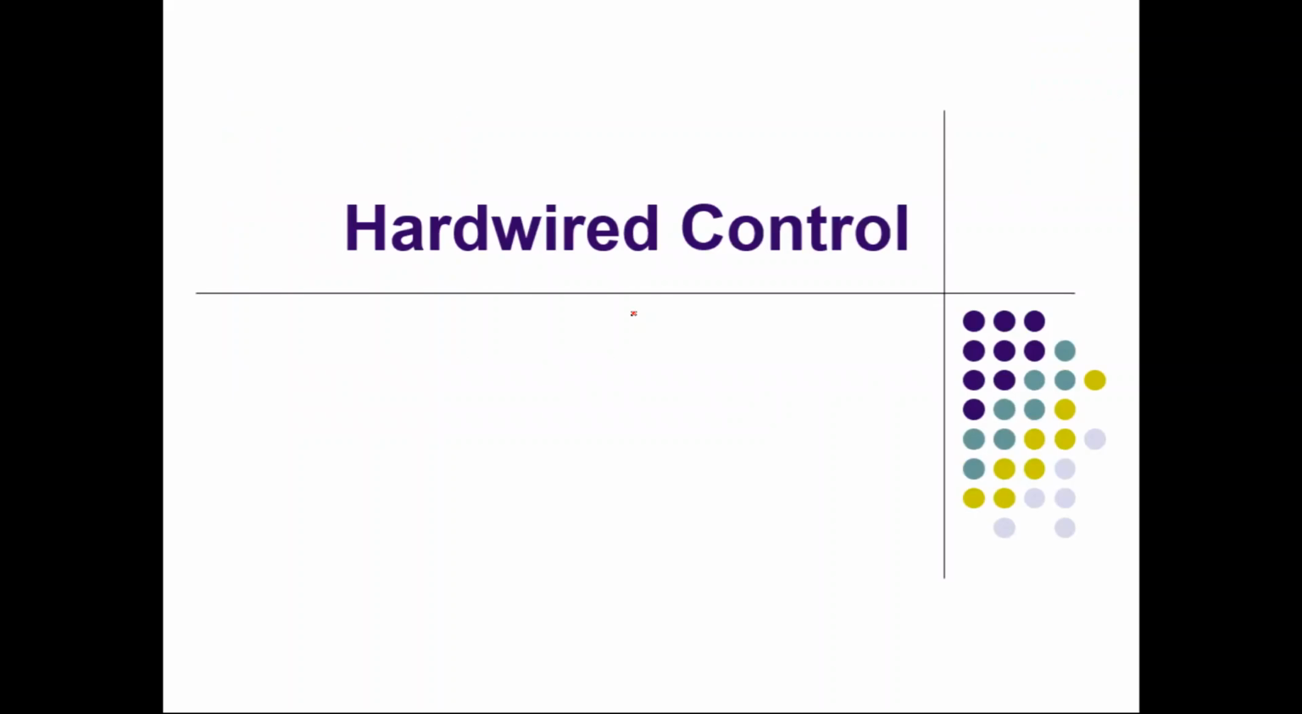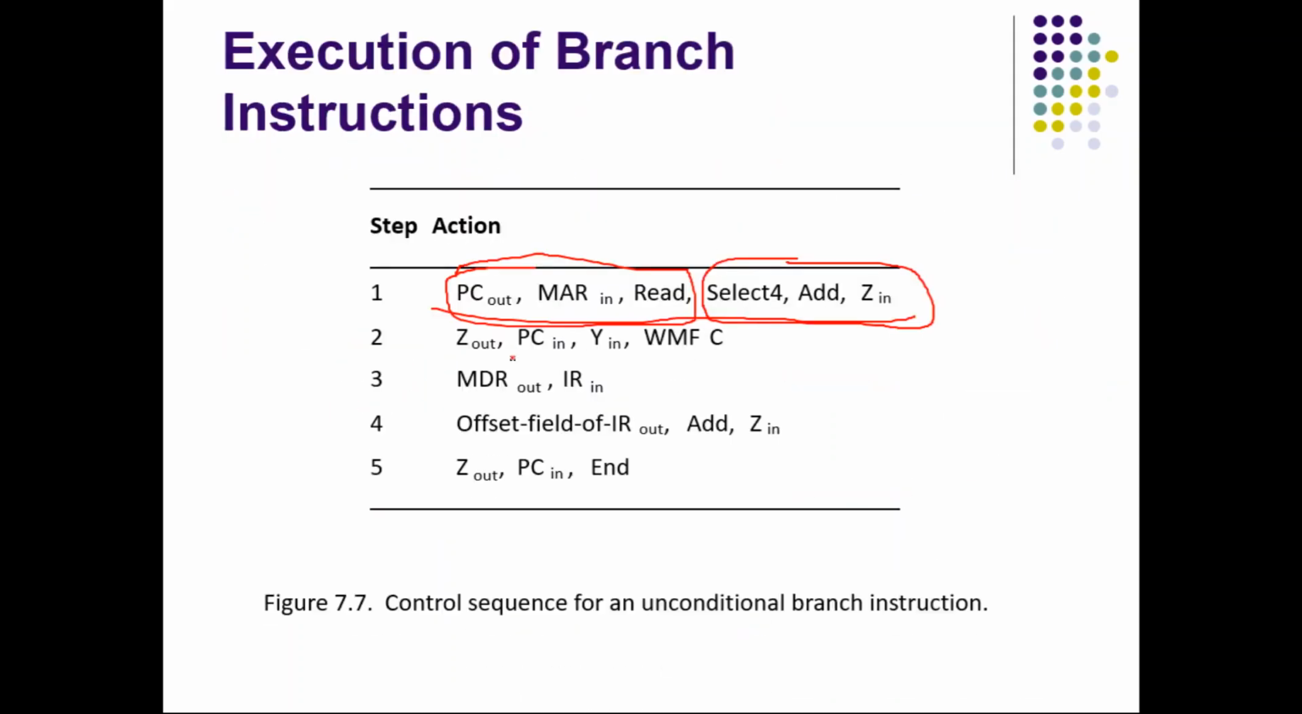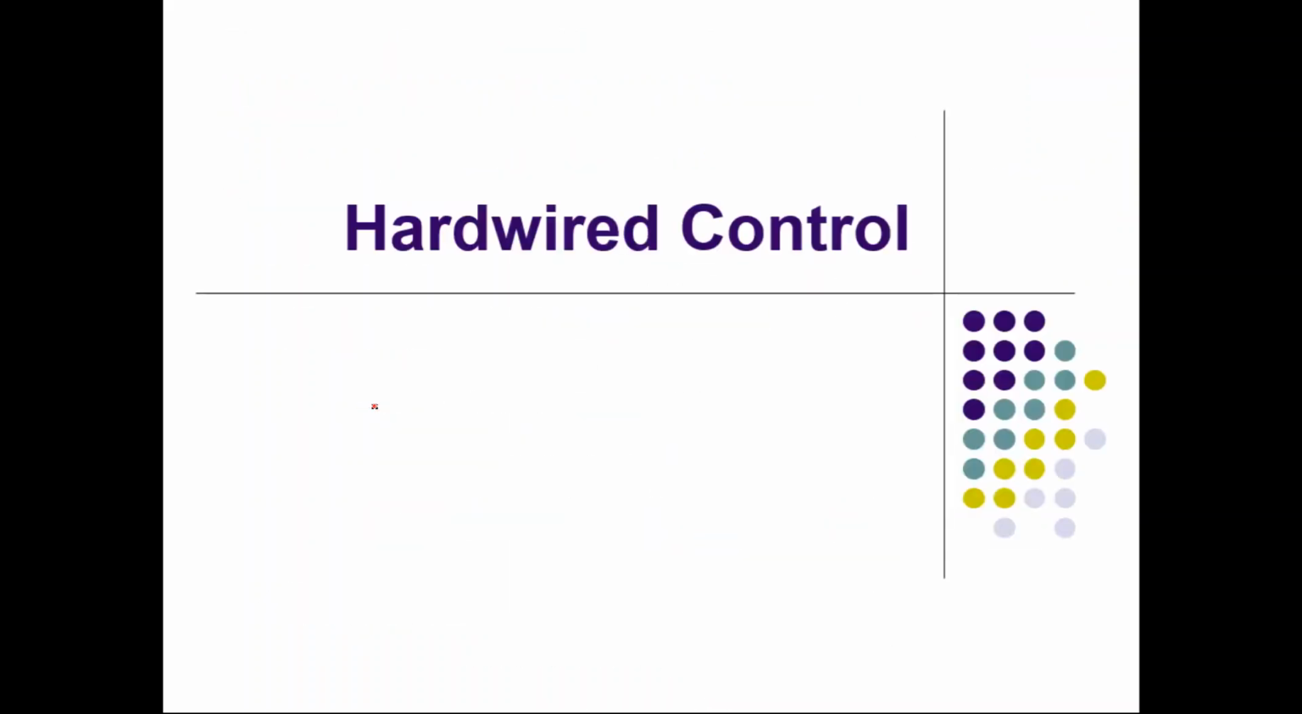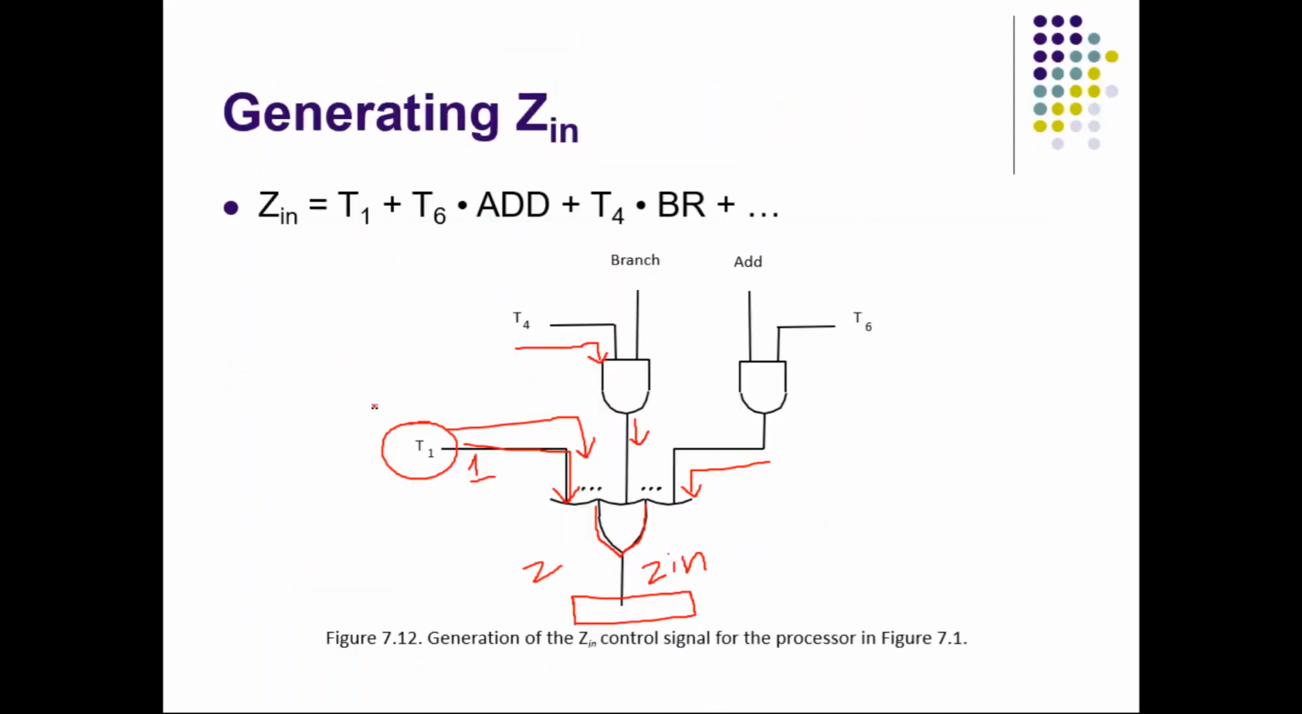Again, why is it so? You see the branch code which we have discussed previously. Here we are using the offset field of IR out. The offset field is added with whatever is in the updated program counter, and that output goes to Zin. So in the second case we are saying that if the fourth command is an add command, then Zin should be enabled. That is what the second command says.